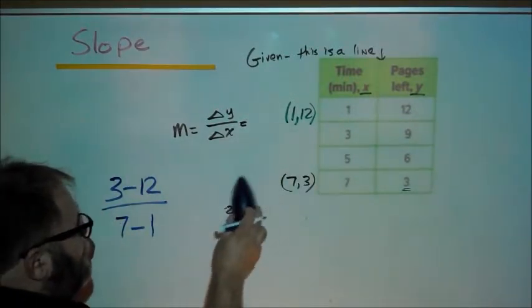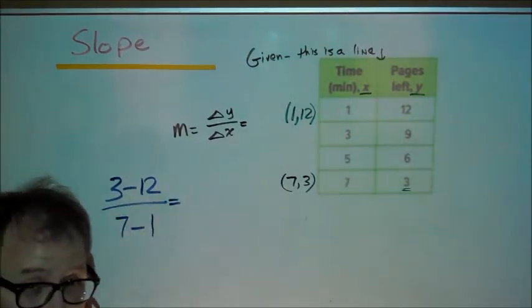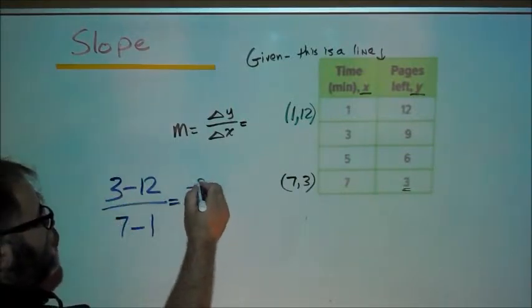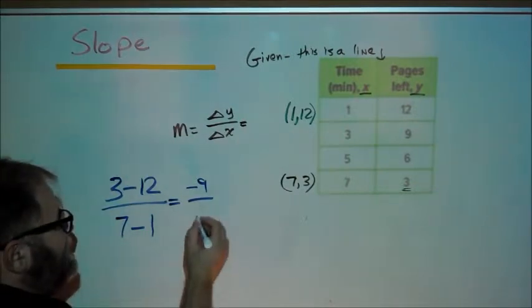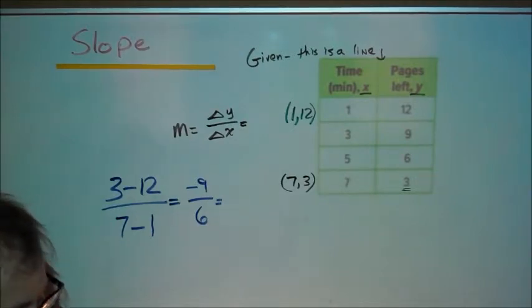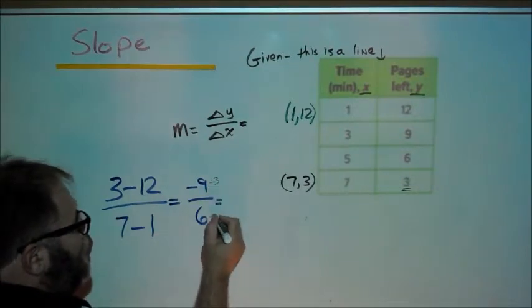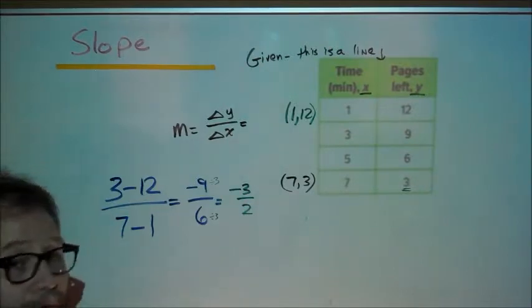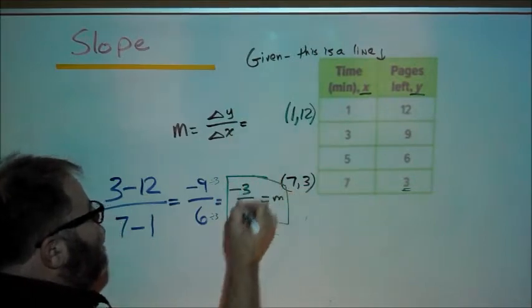Let me move this out of the way for us. And now we just do the math. 3 minus 12. So 3 take away 12, or we're combining a positive 3 and a negative 12. That gives us negative 9. And then 7 minus 1 is 6. We've got a ratio, but that ratio is not simplified, so let's simplify that ratio. We can divide both of these by 3, and we get negative 3 over 2. And that's a great slope right there. M equals negative 3 over 2.